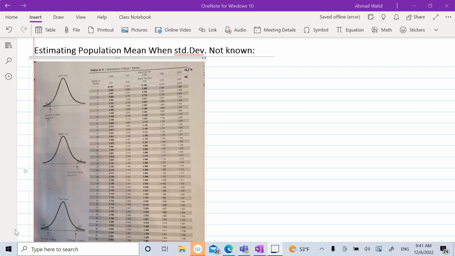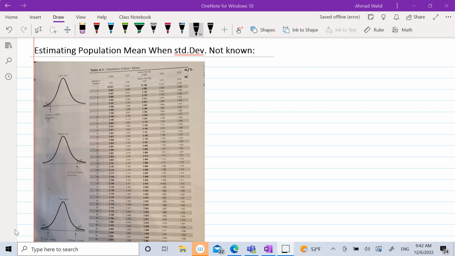Because most of the time it's so difficult to know the population standard deviation, because we only know the population standard deviation if we know the mean. But here we are trying to find the mean, so how is it possible to know the standard deviation? It's kind of a more real case. In the previous lecture we estimated the population mean, but sigma, the standard deviation, was known. Here, we don't know anything about sigma.